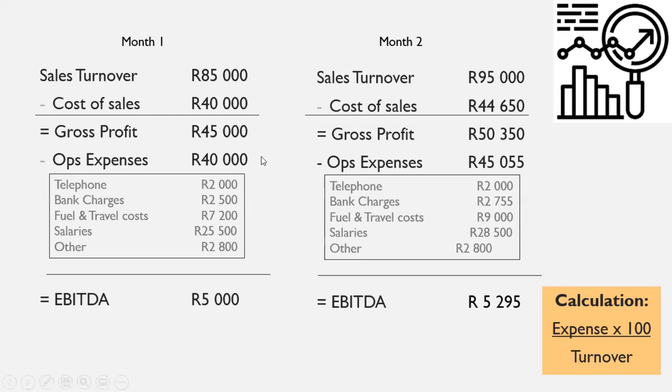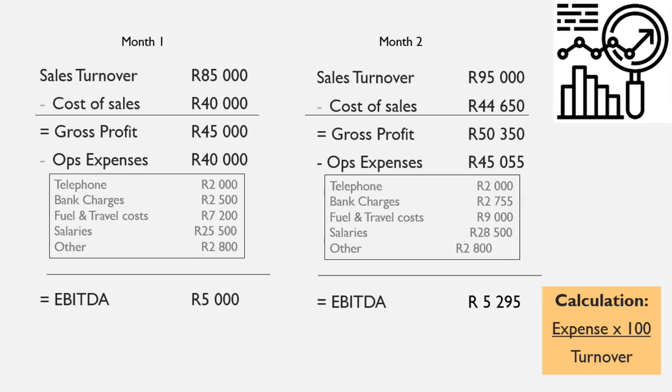Often our accountants or bookkeepers will just give us this information, and it really is up to us to interrogate it, because this is operational finance. This is how do I improve the finance of my business operationally. So it's not high-level stuff, but it really can help you to drive the profit in your business. It's broken down here, and you'll see the phone stayed the same. Bank charges went up. Fuel and travel costs went up. Salaries went up, and the other expenses stayed the same. And then we made a little bit more operating profit, or EBITDA, 295 Rand more.